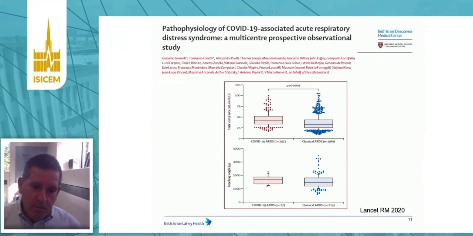The compliances of the patients with COVID-19 ARDS are well within the area of classical ARDS. Below, you can see the total lung weight calculated on a subset of patients who had CAT scans, and there was no significant difference between the COVID-19 patients and patients with typical ARDS.